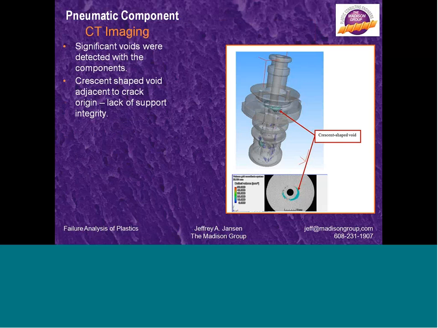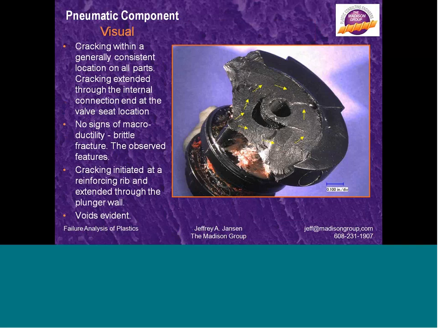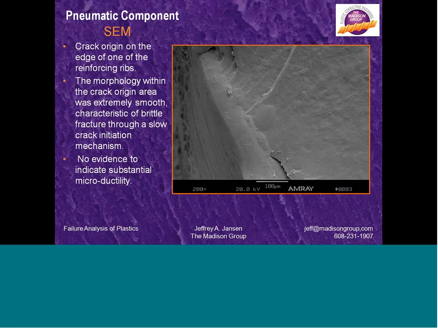What we saw there was that significant voids were detected within all of the components. That crescent-shaped void was adjacent to the origin, and the crack didn't come out of the void, but what it did is it provided a lack of integrity within the part, a lack of support, such that the void allowed bending within the part and produced tensile stresses adjacent to that reinforcing rib and then cracking to occur.